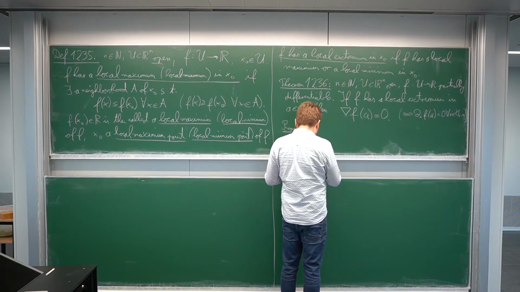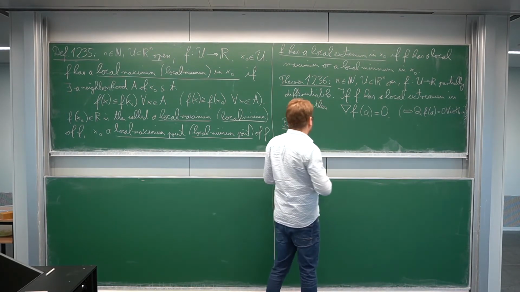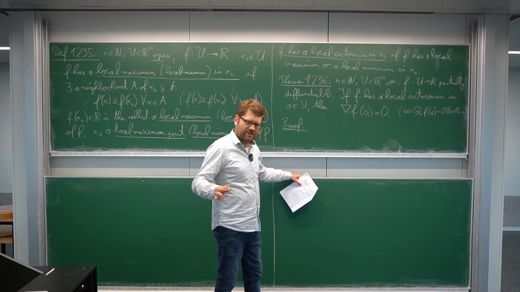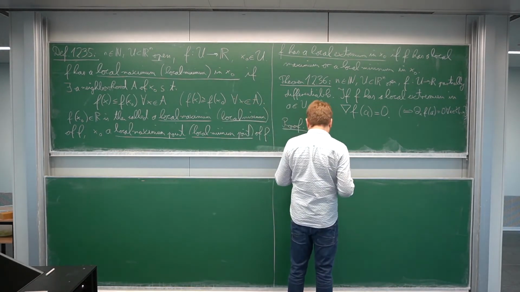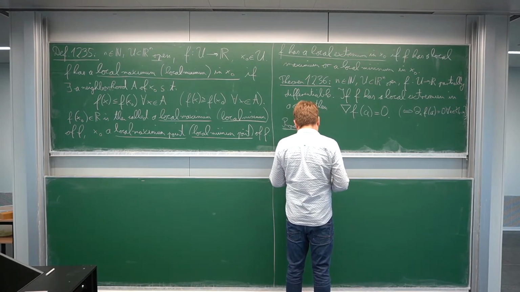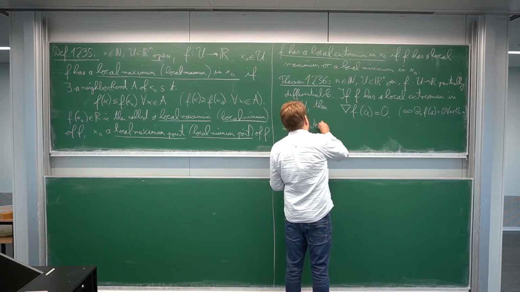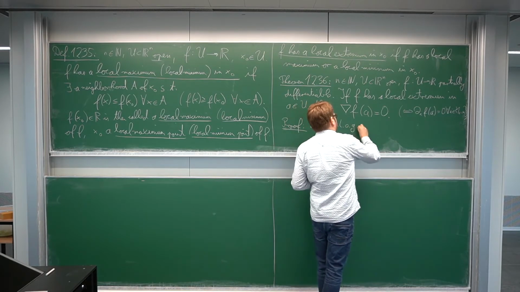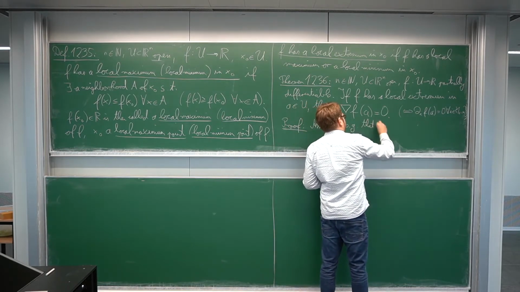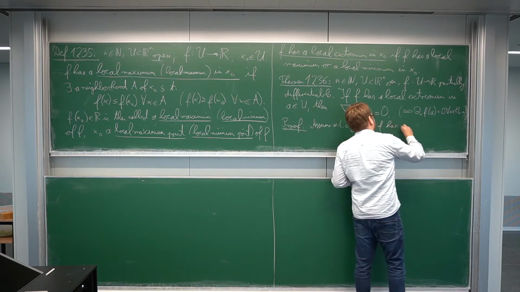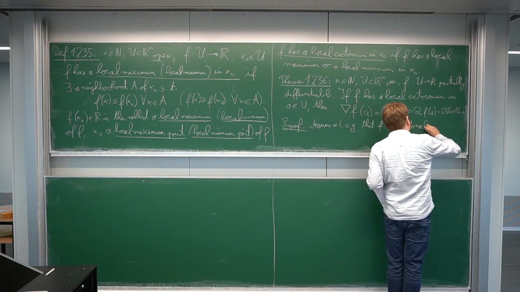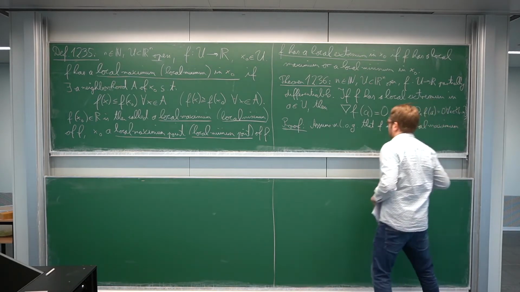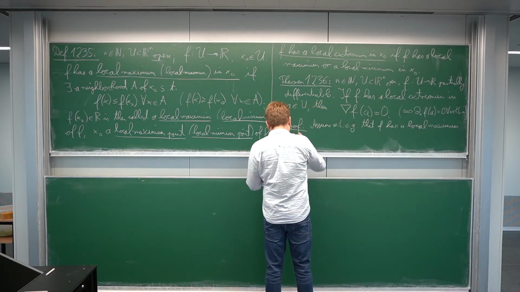The proof is actually not that difficult because we can just restrict everything to the one-dimensional case that we already know and use the one-dimensional theorem to show the general case. So assume without loss of generality that f has a local maximum. The minimum case is proven precisely the same way by just reversing some inequalities. So assume it is a local maximum in A.